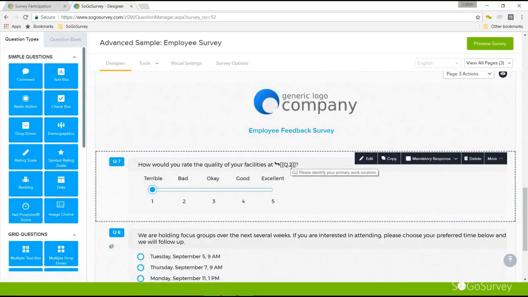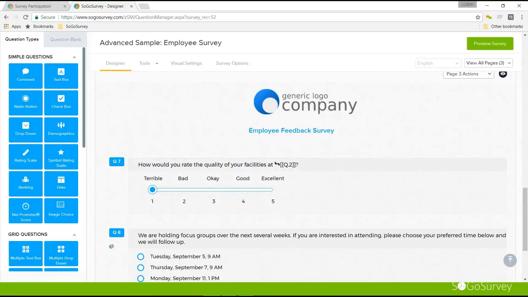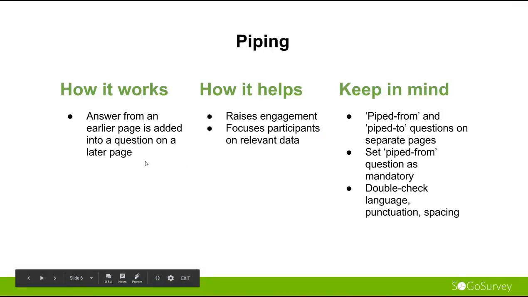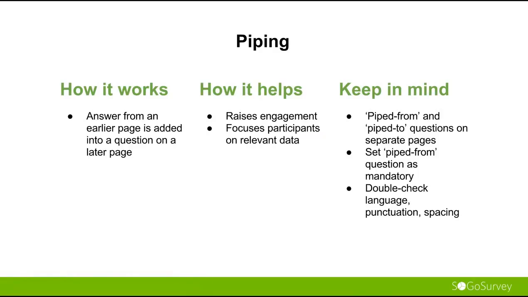But as long as someone puts in that correct answer, we'll be able to see that answer filled in that question. So again, piping really great. Pulls it from an earlier page into a later page, so that's something to remember, that they need to be on separate pages. And also it's a really important idea to set that question as mandatory, so we're sure that people are answering the first question and they don't see a blank or code or something like that when they see that second question.